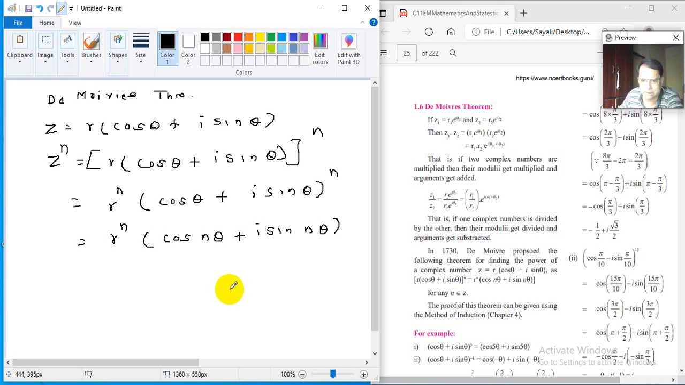The proof of this theorem you can do by using the method of induction, that we have not yet done. In some next chapter, whenever you study permutations, combinations and binomial theorem, etc., there is one method of proving results, called the induction method. Whenever you do that, you can prove this result, that cos theta plus i sin theta bracket raised to n is cos n theta plus i sin n theta. This can be proved at that time for all n belonging to Z.